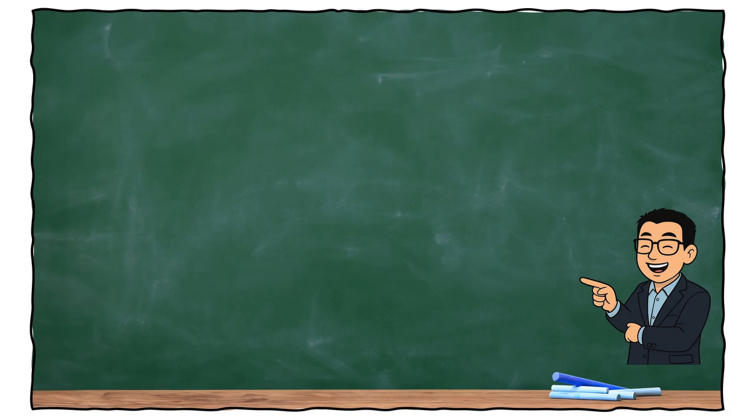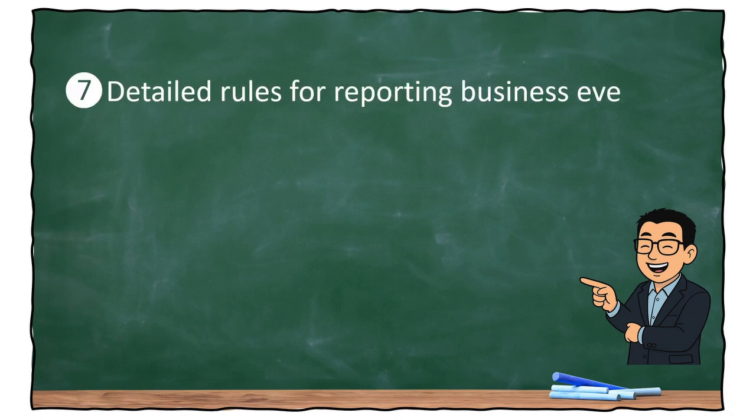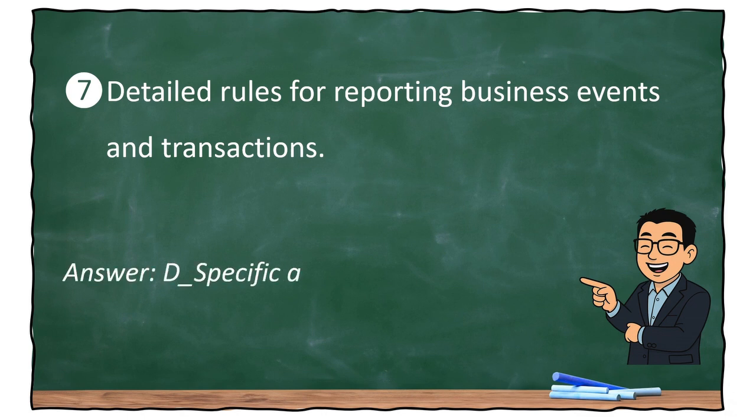Let's look at number 7. Detailed rules for reporting business events and transactions. The answer is D. Specific accounting principle. These rules apply to particular areas like inventory, leases, or depreciation.